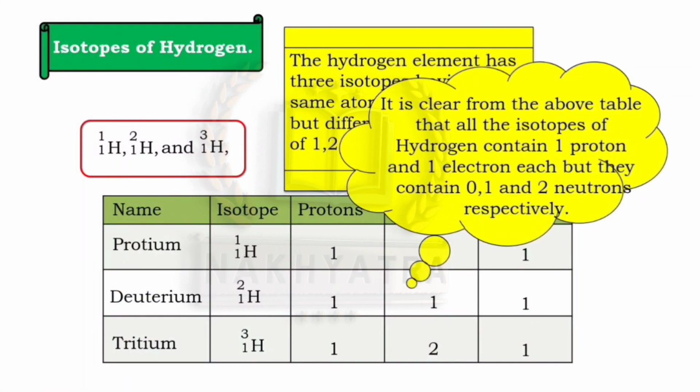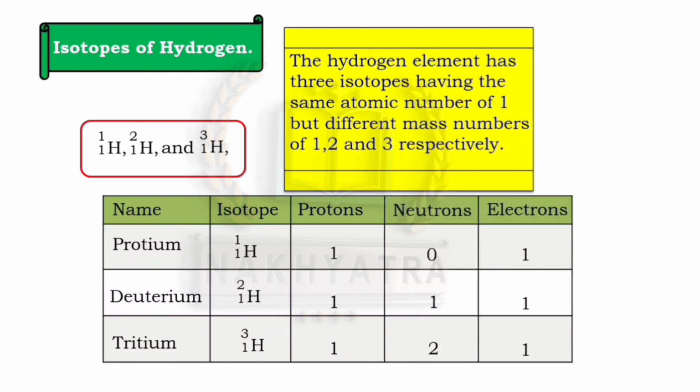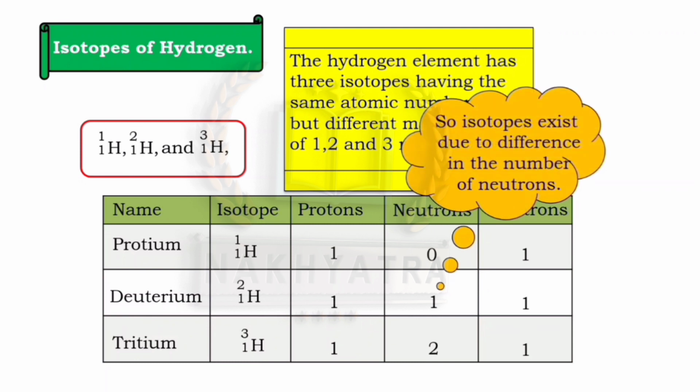It is clear from the above table that all the isotopes of hydrogen contain 1 proton and 1 electron each, but they contain 0, 1 and 2 neutrons respectively. So from this table you can see that all the isotopes of hydrogen contain 1 proton and 1 electron each, right? But they have 0, 1 and 2 neutrons respectively. So isotopes exist due to difference in the number of neutrons.